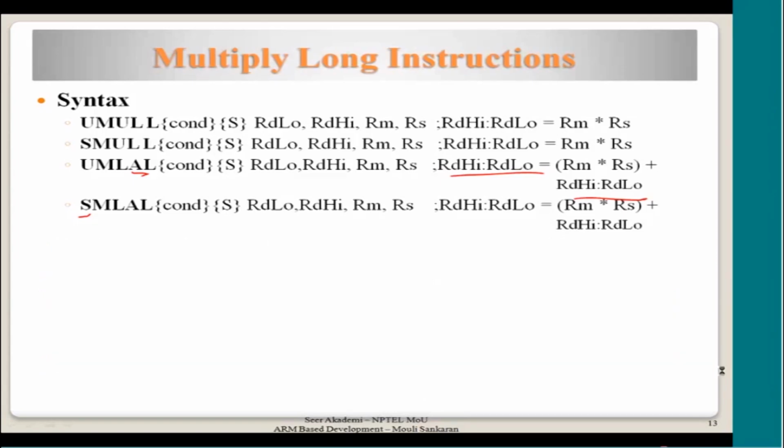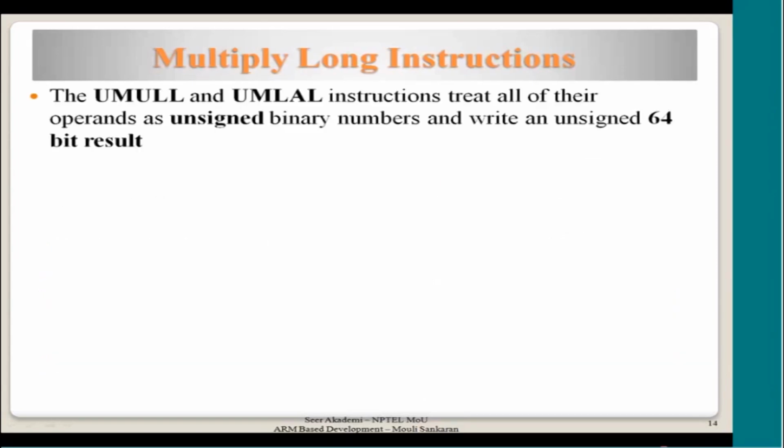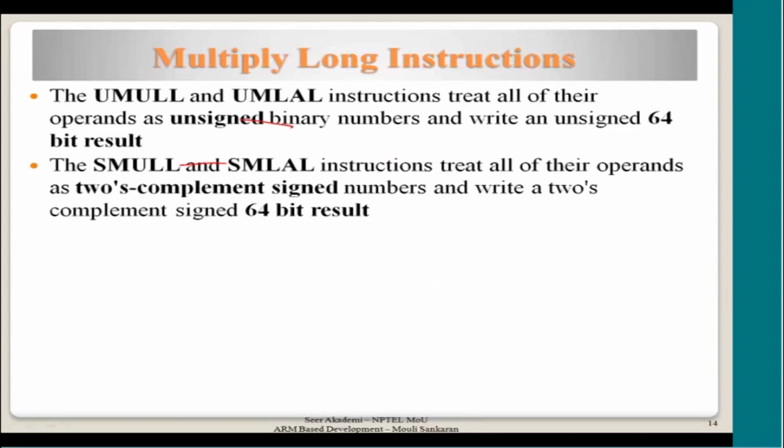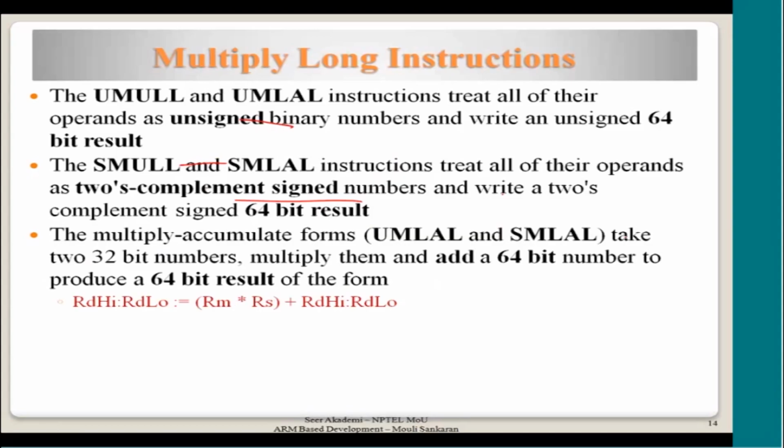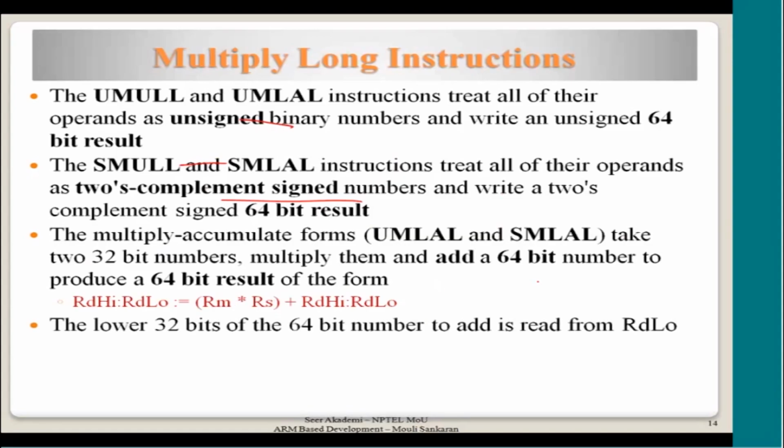Lower 32 bit is there, and the higher bit. So UML and IML instruction treat all their values as unsigned or 64 bit value. SML treats it as a signed 2's complement number. Okay, so this is how it does. Multiply, accumulate, adds that value. The 64 bit result will be added to the multiplied value, and then the 64 bit result will be put.